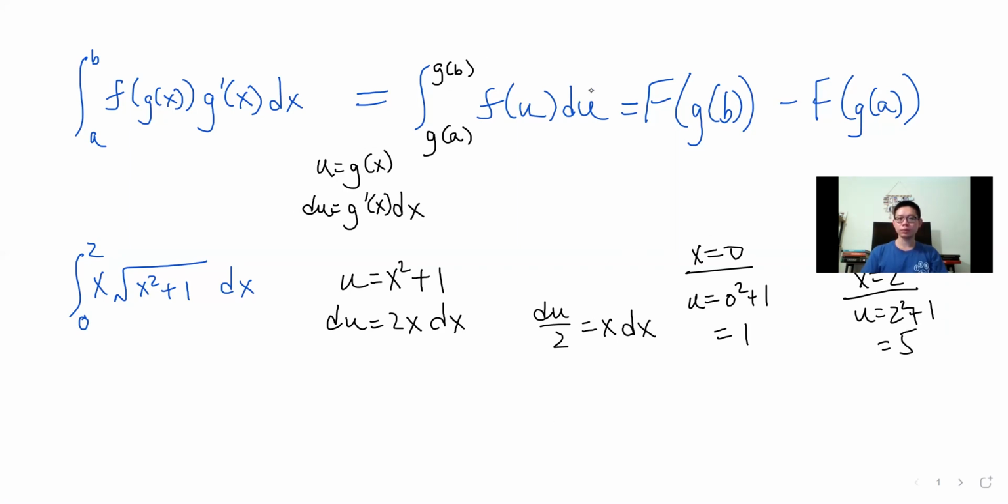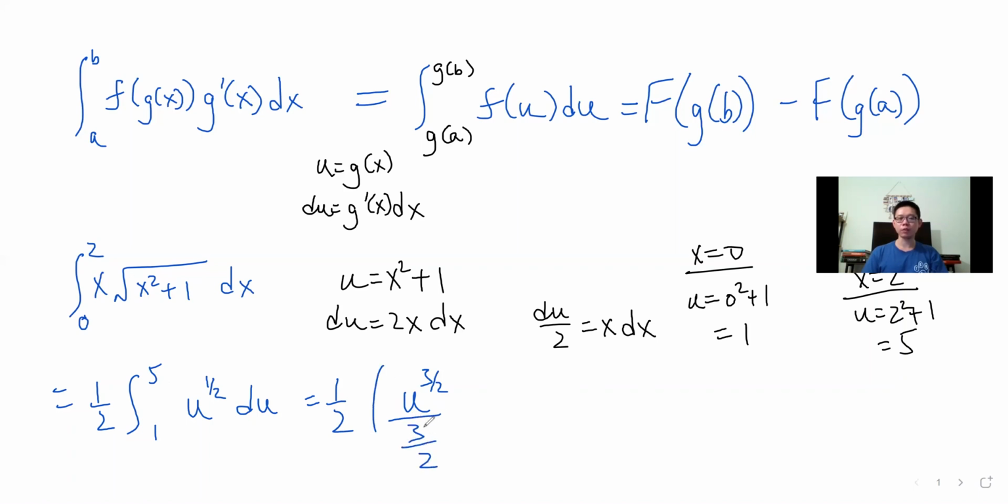So this integral is now 1/2, let's put that in the front, the integral from 1 to 5. x dx is now du over 2, but we have the 1/2 in the front already, so we're good. And then this is u, so we have u to the 1/2. And now we proceed as normal. 1/2, u to the 3/2, divided by 3/2, or as I said before, multiply by 2/3, evaluated at 1 and 5.